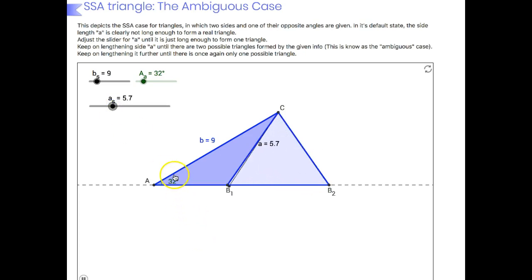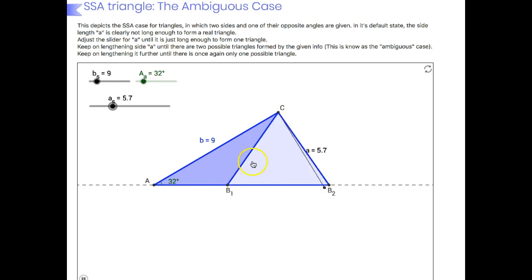So notice that I still have angle A set and side B set and side A right here set. In this configuration, I have the angle set at 32, I have this side length at 9, and I have this side length at 5.7. But the fact that this angle up here at C is not locked in means that I can swing this thing back and forth and I can make two different triangles out of it. I get this one here, and I get this one when it swings over this way, and both triangles technically meet the ASS requirements, but they're clearly not the same size, right?